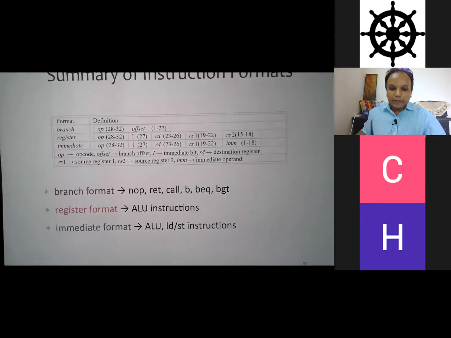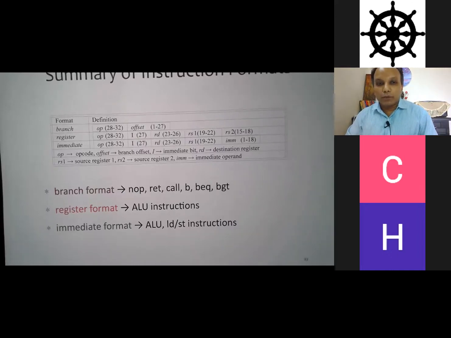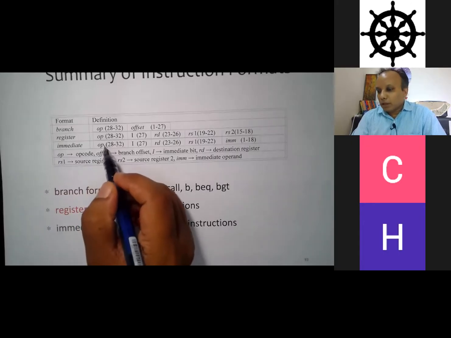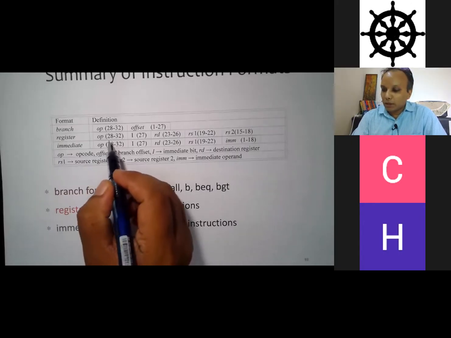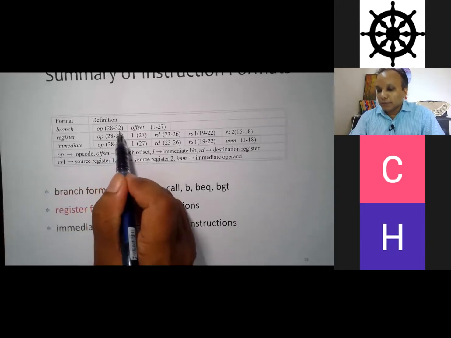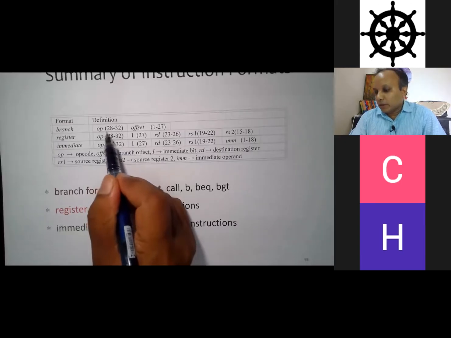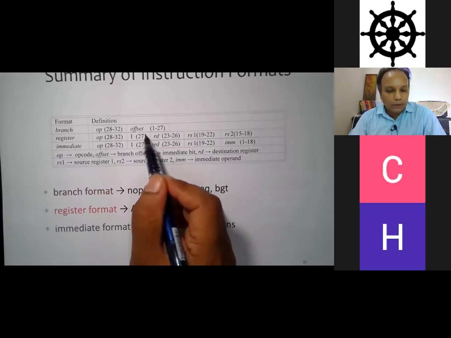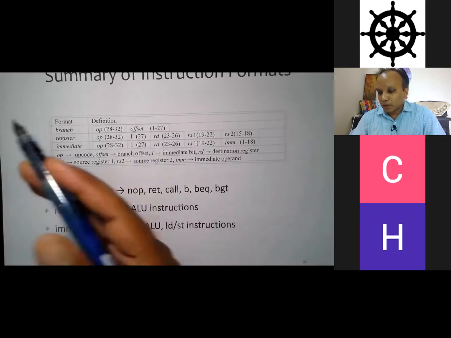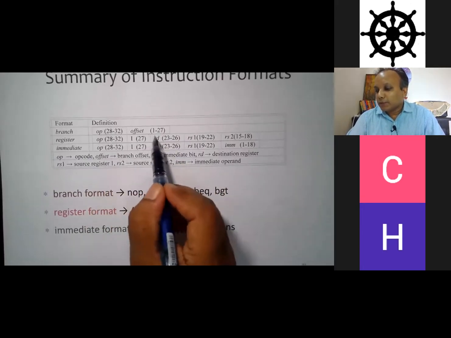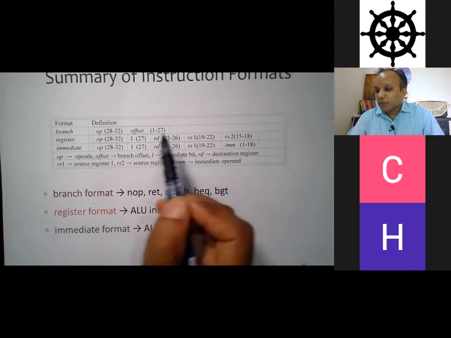Okay, so just to quickly summarize, this is how our instruction format looks. For all instructions, there are 5 bits which are reserved for opcode. So all these 5 bits are 32 to 28. And for branch, compare, branch, jump, call, this kind of instruction, the rest of the 27 bits are used for offset.